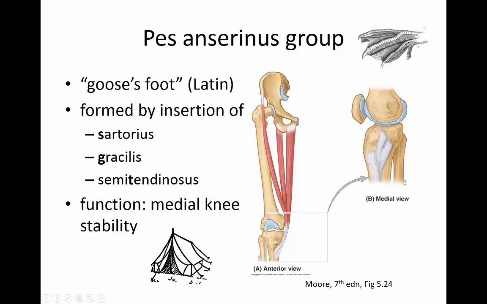This is our pes anserinus. It's a really good landmark to find, because if you find pes anserinus, you can determine sartorius, gracilis, and semitendinosus, which allows us to find our hamstring muscles. If we find semitendinosus, we find semimembranosus. And this is what they look like with the muscles cut away.